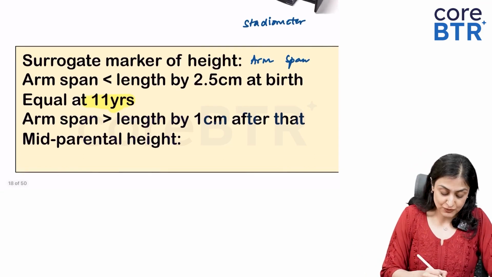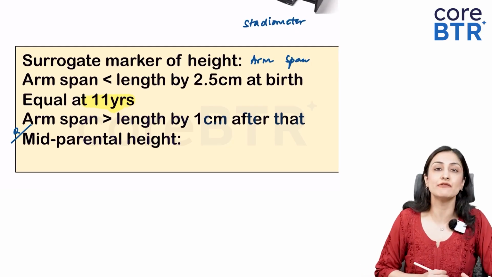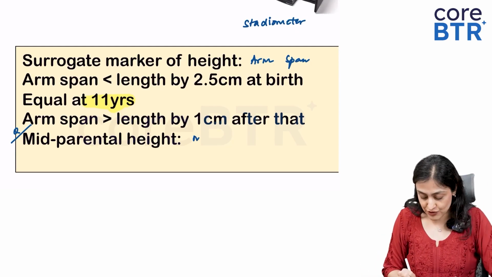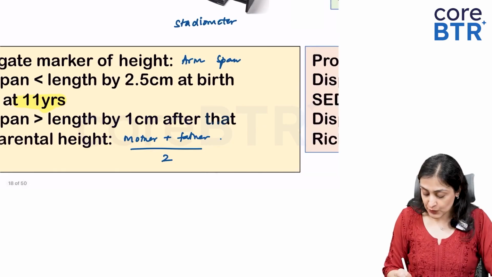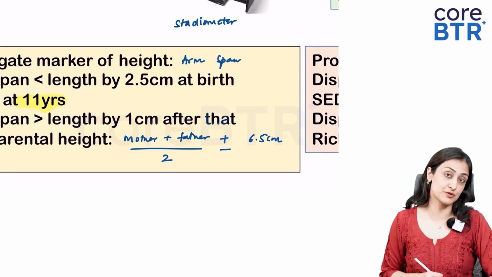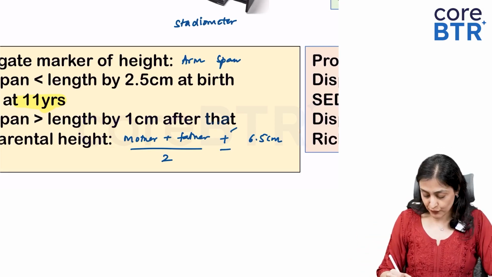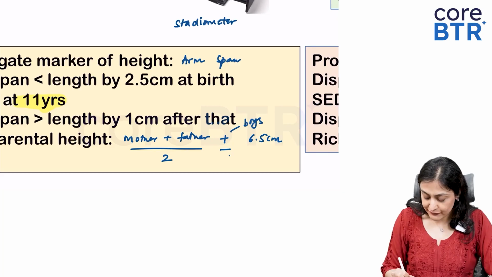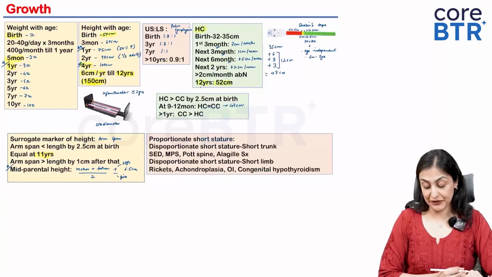Another question, an FMG repeat question: how to calculate mid-parental height. First of all, you take an average of mother's and father's height, right? So mother's height plus father's height divided by 2. For boys, you add 6.5 centimeter. For girls, you subtract 6.5 centimeter. And that gives you the mid-parental height. So for boys, add. For girls, subtract. Okay, so this is what we need to remember here.